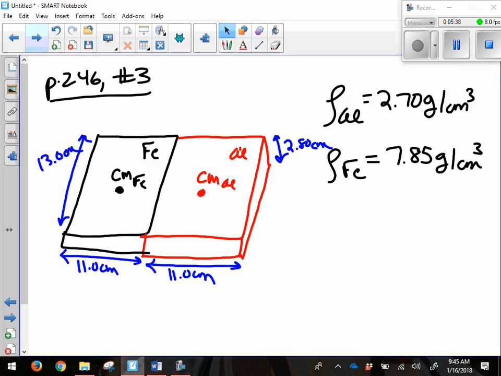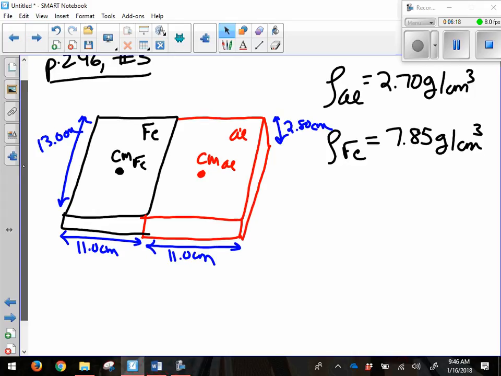Yeah, and then what I do is basically I change the problem into where I have two point masses, where all the mass of the iron is located at the iron center of mass, and all of the mass of the aluminum is located at the aluminum center of mass. Okay, makes sense? Okay. And this is because we have a uniform mass distribution for each substance. That's very important. If it's not a uniform mass distribution, then I can't use this trick. Okay.